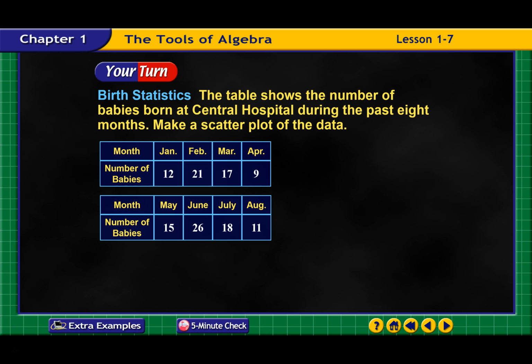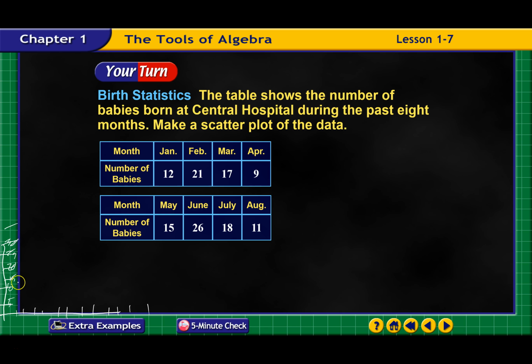All right, the table here shows the number of babies born at Central Hospital during the past 8 months. Make a scatter plot of the data. I'm going to make a small one here off to the bottom left because I think they're going to put the answer over here. If I draw this out, I have 12 months in the year, so I'm going to go 1, 2, 3, 4, 5, 6, 7, 8, 9, 10, 11, 12. It looks like I have between 10 and 30, so let's draw some lines here and do them in fives: 5, 10, 15, 20, 25, 30.